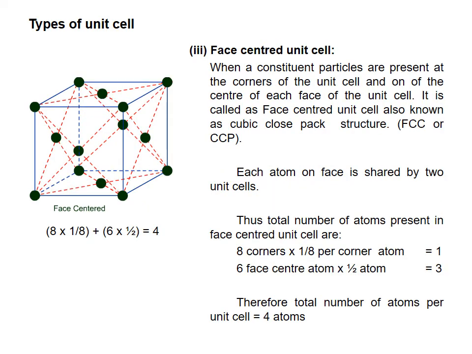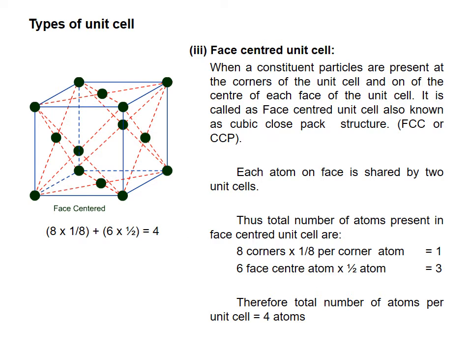The third unit cell is the face-centered unit cell. When constituent particles are present at the corners of the unit cell and at the center of each face of the unit cell, it is called a face-centered unit cell. It is also termed as cubic close-packed structure. The symbols are FCC or CCP.